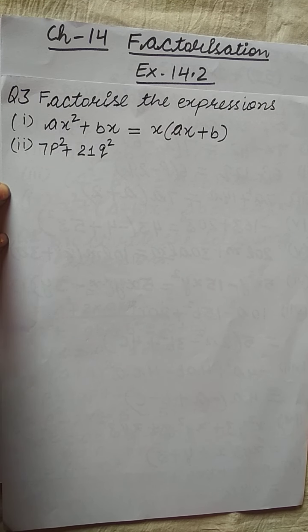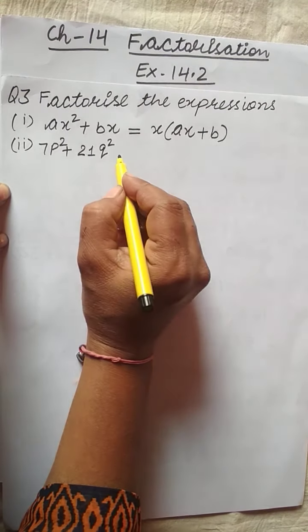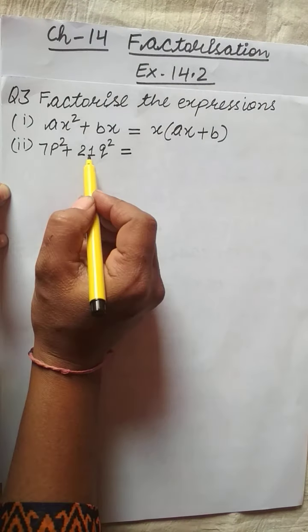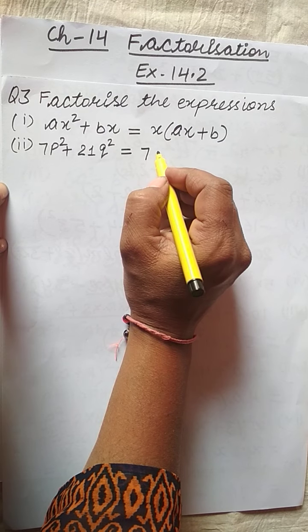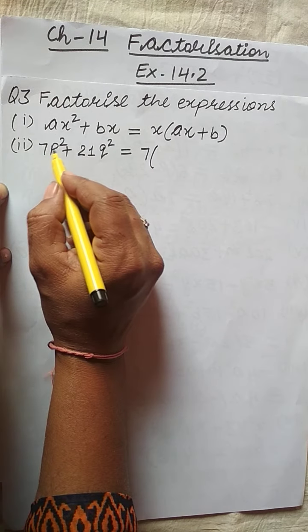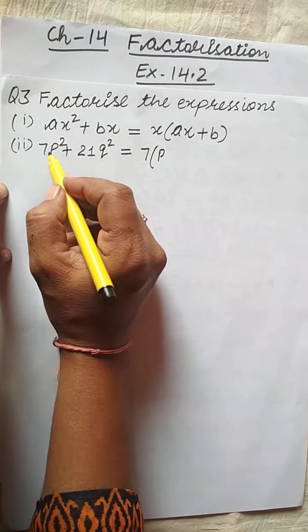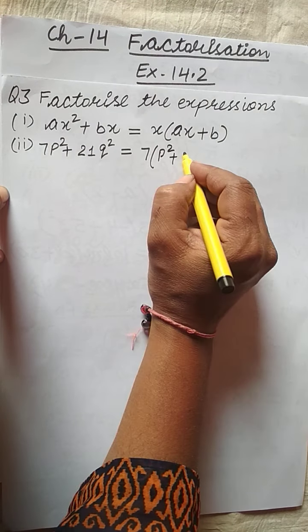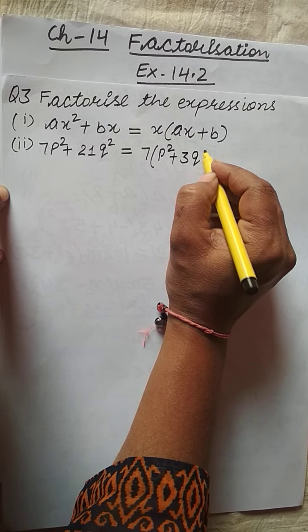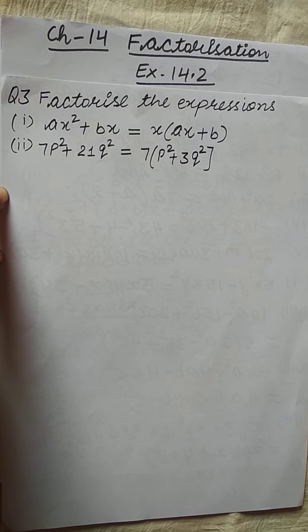Next part is 7p square plus 21q square. Now from these two terms we can take 7 as a common factor. No variable will be the common term. Now it will be 7 into p square plus 7, 3 is the 21, so 3 q square. 7 into p square plus q square.